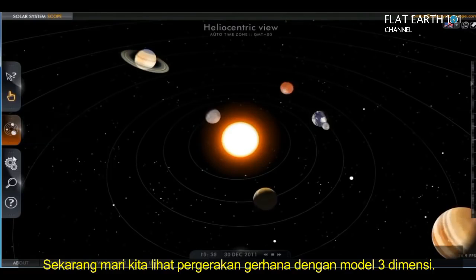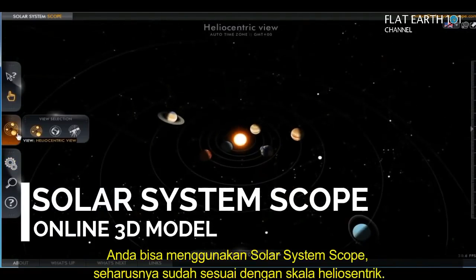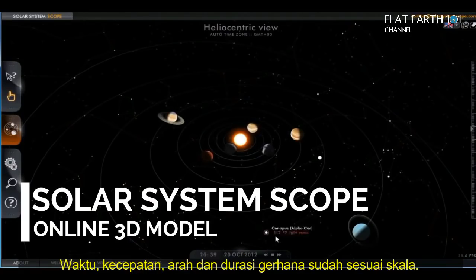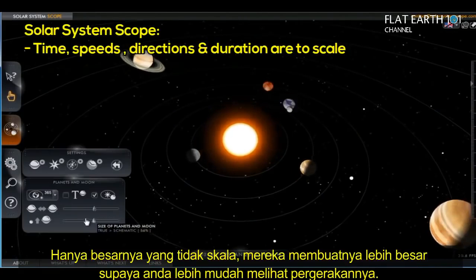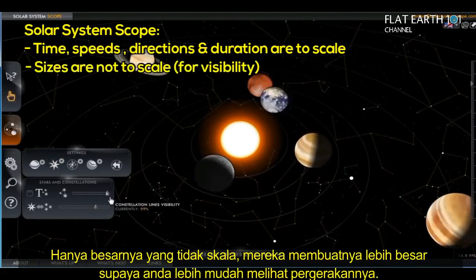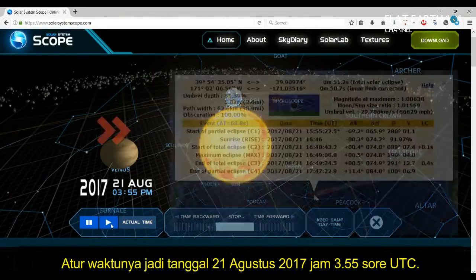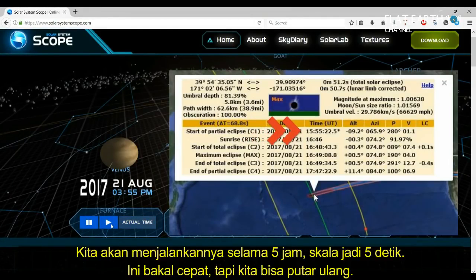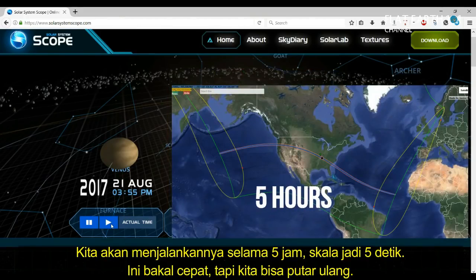Now let's see the eclipse movement with a 3D model. You can use Solar System Scope. It's supposed to be correct according to the heliocentric model. The time, speeds, directions, and eclipse duration are to scale. Only the sizes are not to scale. They make them bigger to make it easier for you to see the movements. Set your time to August 21st, 2017 at 3:55 p.m. UTC. We'll run it for 5 hours, scaled to about 5 seconds. It's gonna be quick, but we can replay it.